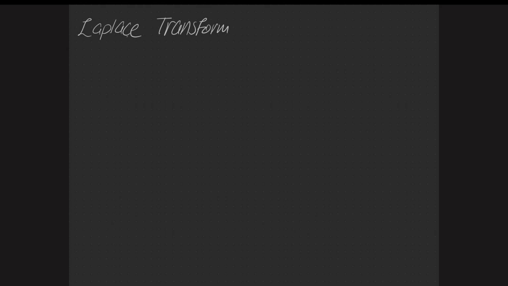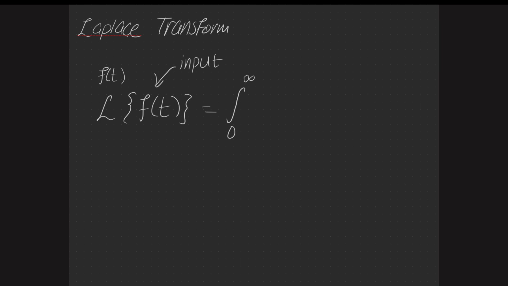Alright, so now let's get into what the Laplace transform actually is. So if we were to have some function f of t, what we're going to do is take the Laplace transform of f of t. And this is our input. And our output is just taking this integral from 0 to infinity, and our integrand is e to the negative st times f of t. And this integral is with respect to t. And what's left for us after this is just evaluating this integral.